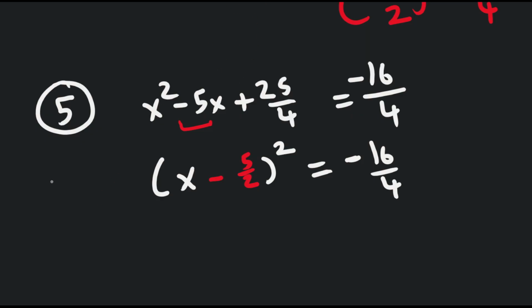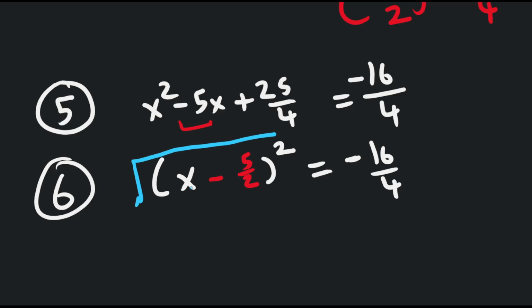So what is our step 6? We are going to take the square root of both sides, because ultimately our goal is to solve for x, and this square is getting in the way. So we are going to remove that square by taking the square root of both sides.